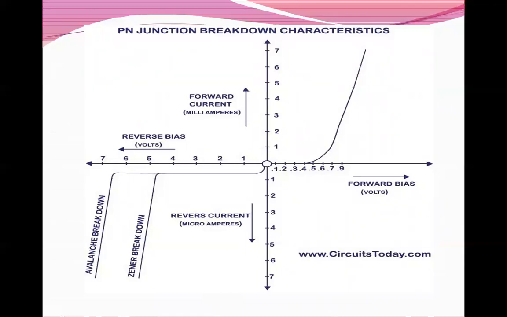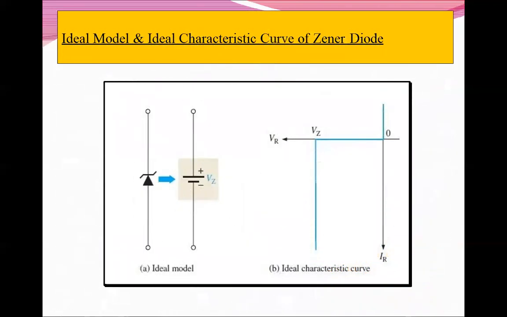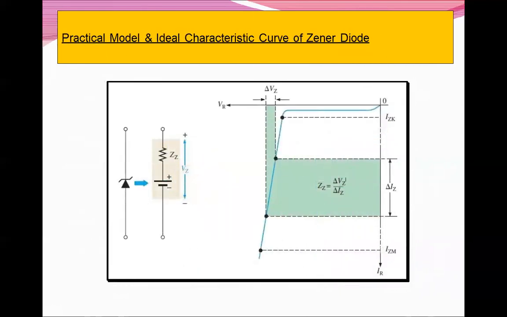This is the PN junction breakdown characteristics, as I said earlier. This is the Zener diode characteristics: electrical characteristics, maximum ratings, symbol, value, unit, everything is given here. This is the ideal model and ideal characteristics curve of the Zener diode. This is the practical model and characteristics curve of the Zener diode.